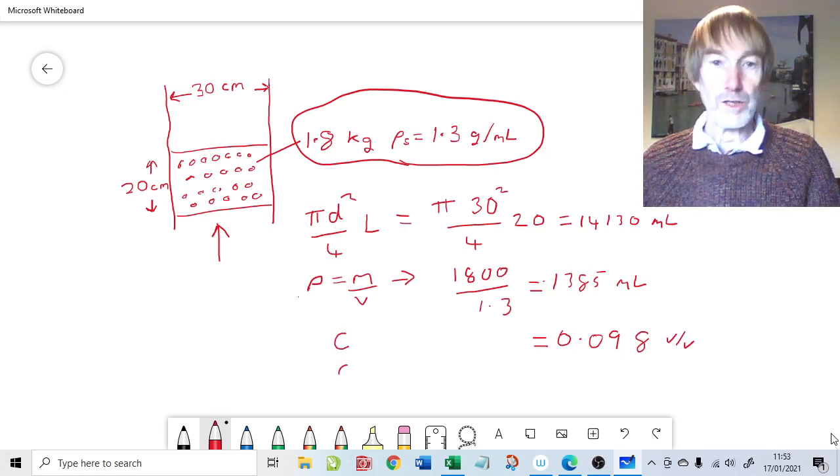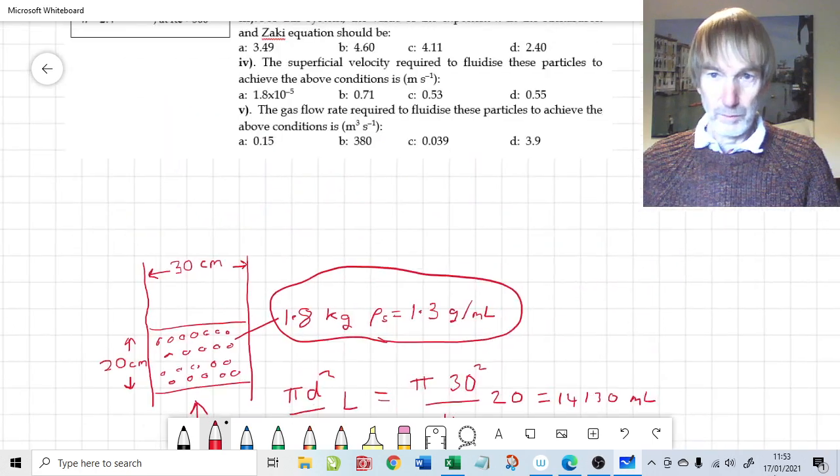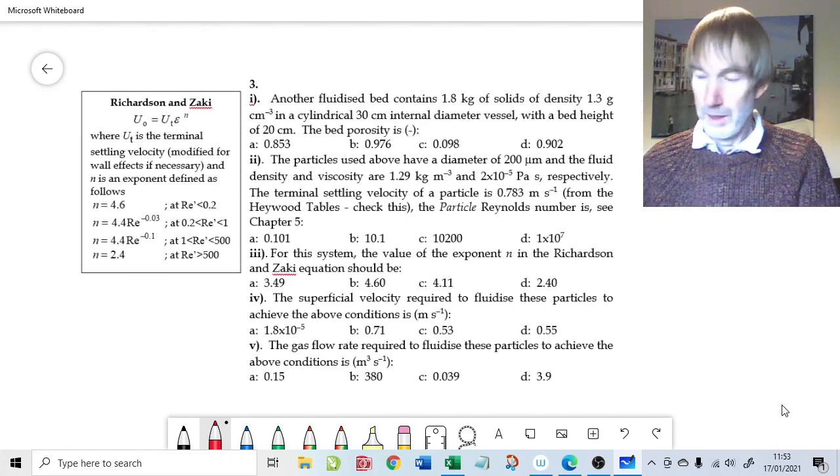And our voidage, which is what we're really being asked for, is equal to 1 minus the solids concentration, so that is equal to 0.902. Again, dimensionless, volume of voids divided by volume of bed. So that's the first question, 0.902. Yep, it's one of the answers, that's good. So the answer is in fact this one here.